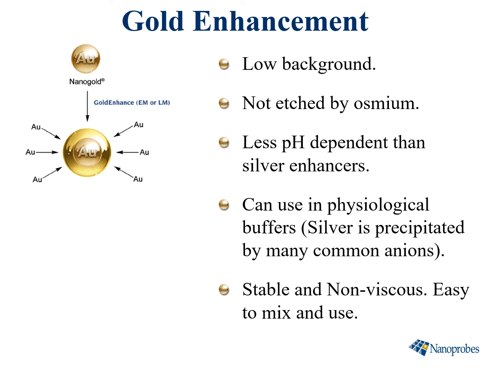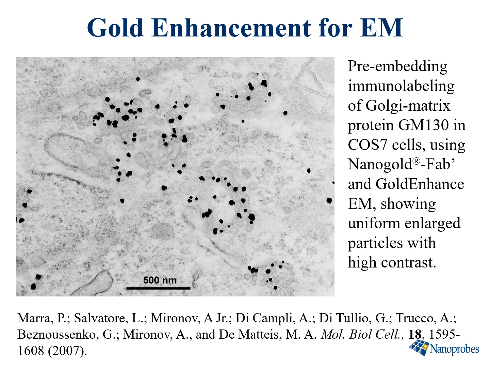Gold enhancement provides a low background, it's not etched by osmium, it's less pH dependent than silver, and it can be used in physiological buffers because gold is not precipitated by halides or many other common anions. The gold enhancement reagents are stable, non-viscous, and easy to mix and use. Here's an example of gold enhancement for electron microscopy, and just a brief period of gold enhancement gives 5 or 10 nanometer gold nanoparticles which have a high contrast and are very clearly visible.